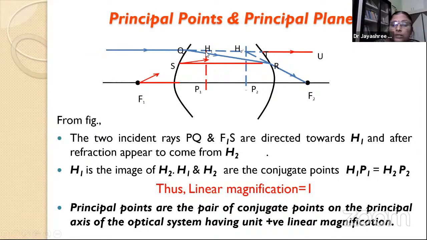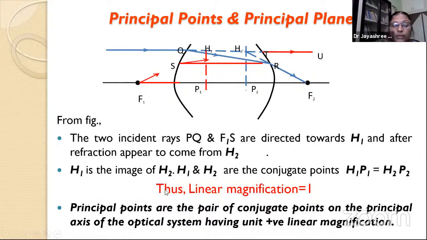These are directed towards this H1, and after refraction appear to come from this H2. So H1 is the image of H2, and H1 and H2 are conjugate points. That's why H1P1 is equal to H2P2, and hence the linear magnification in such an optical system is always equal to 1.